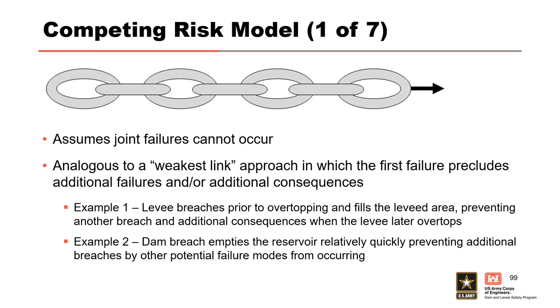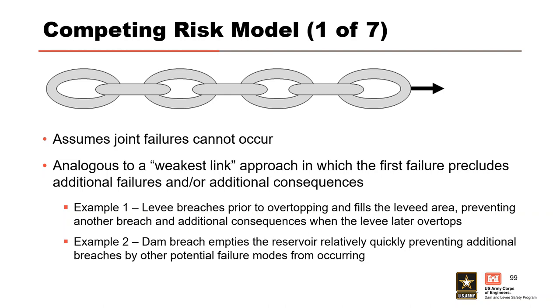The final risk model covered in this module is the competing risk model, which is analogous to a weakest link approach. The model assumes joint failures cannot occur, such that the first failure precludes additional failures and/or additional consequences. As such, the total risk is calculated for each potential failure mode, assuming failure does not occur by any of the other modes because there is no intersection of events.